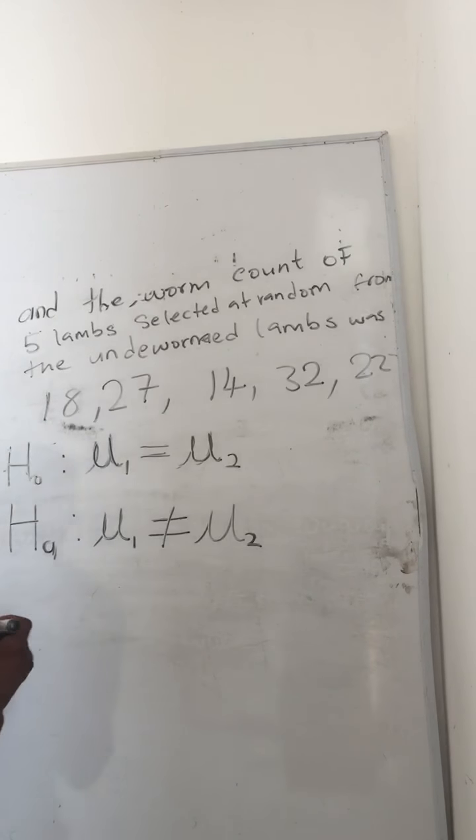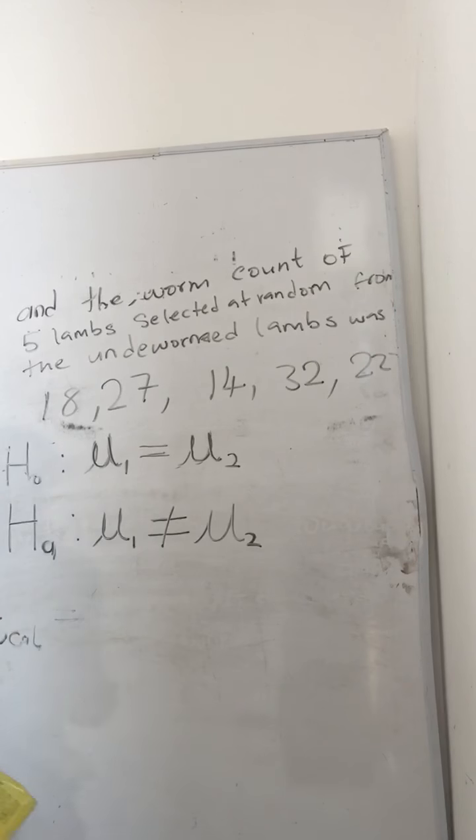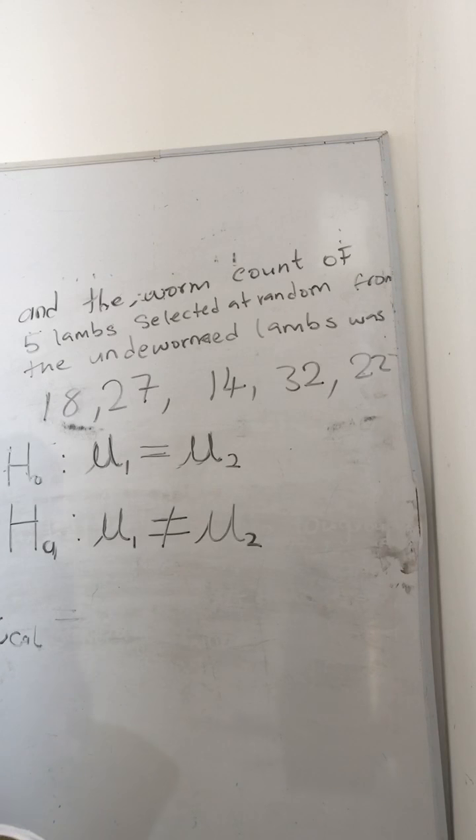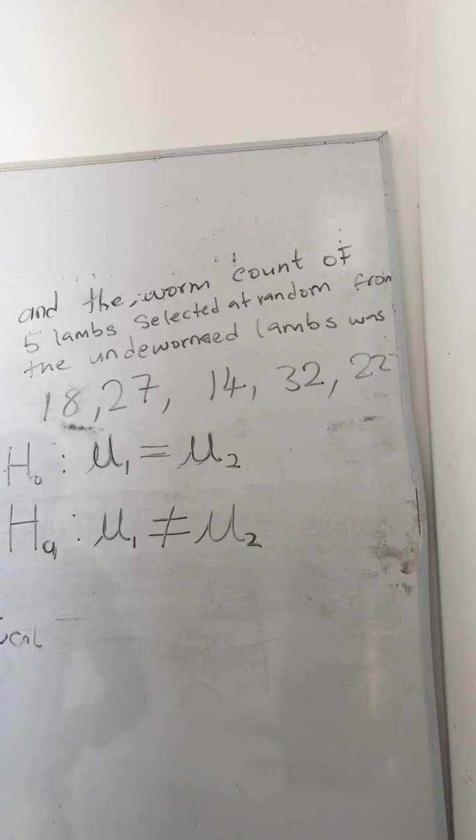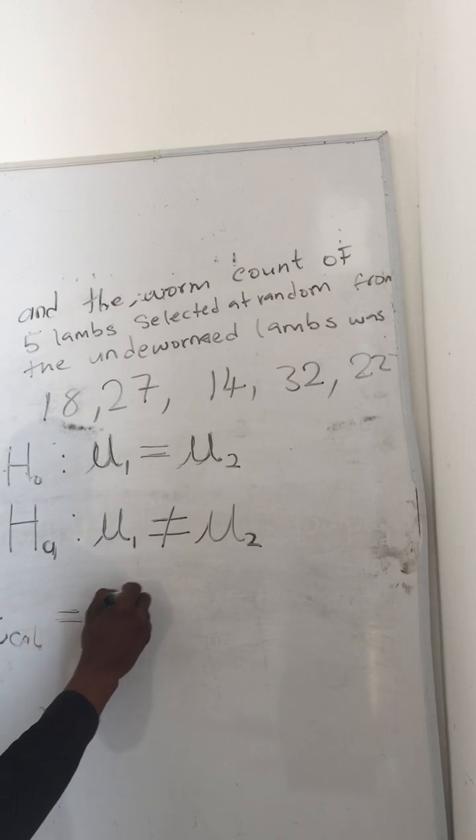To find the test value, we need a test value so that we can compare it to a critical value. So we have a test value which we represent with T, because we are calculating it. It's not very clear, so let me change the marker to make it clearer. Okay, and we have T calculated equal to the mean of one.